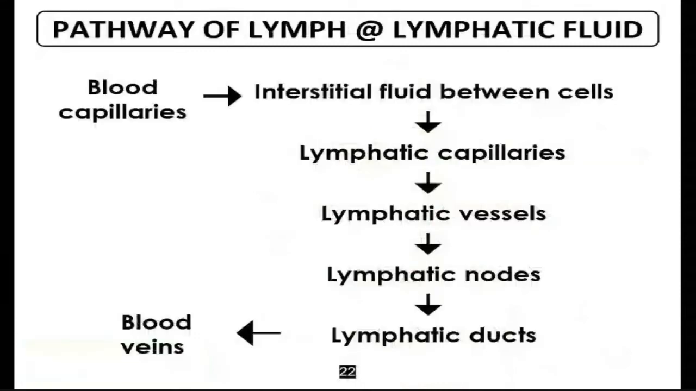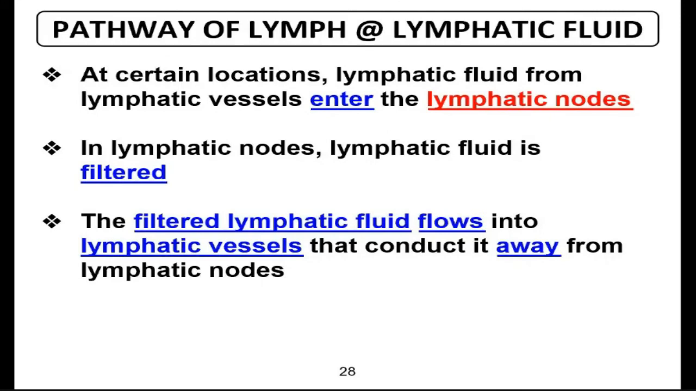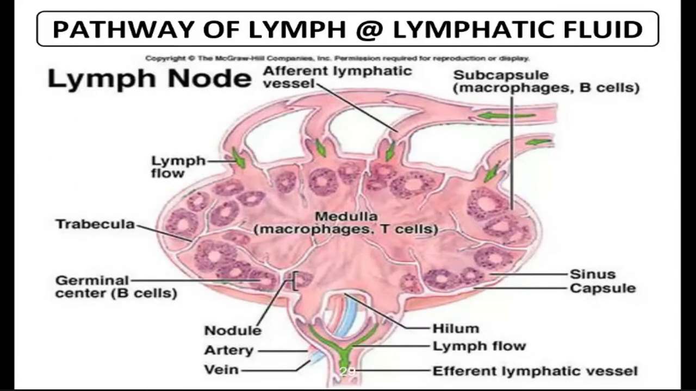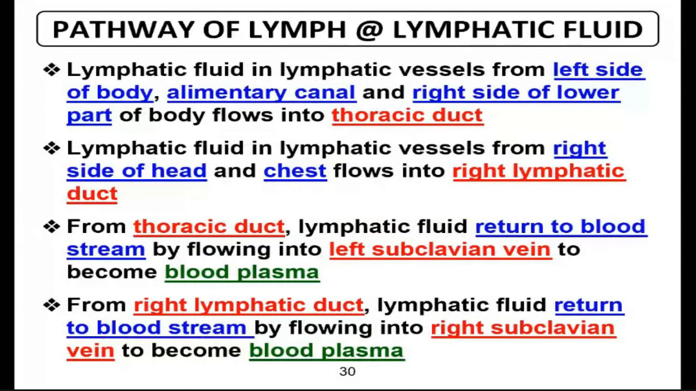The pathway of lymph. Lymph actually come from blood capillaries kan, sebab dia adalah cecair daripada blood capillaries, and then it becomes interstitial fluid between cells. So then from interstitial fluids, it goes to the lymphatic capillaries, and flow into lymphatic vessels, pass through lymphatic nodes, and arrive at lymphatic ducts, and then return to blood veins. At certain locations, lymphatic fluid will enter the lymphatic nodes, and then the fluid will be filtered and conducted away from the node into the lymphatic vessel and to the lymphatic ducts.